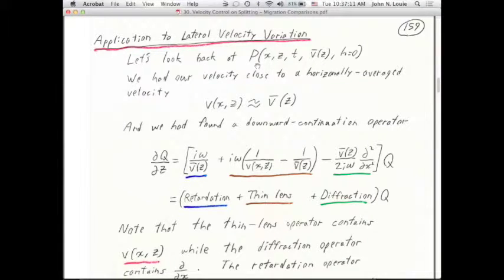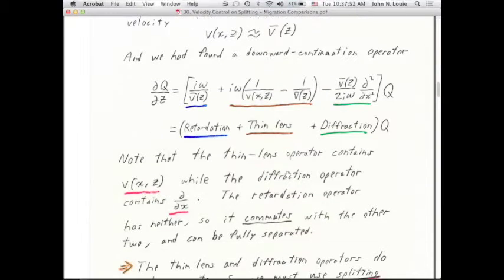This concept of splitting and separation: we had our zero offset wave field. We defined it using a thin lens term, relative to the horizontally averaged velocity v bar, which can vary any way conceivable in z. So it's x, z, t, v bar z, and zero offset h equals zero. Our velocity v of x and z is not too far from the horizontally averaged velocity v bar. And we had found a downward continuation operator that was like this.